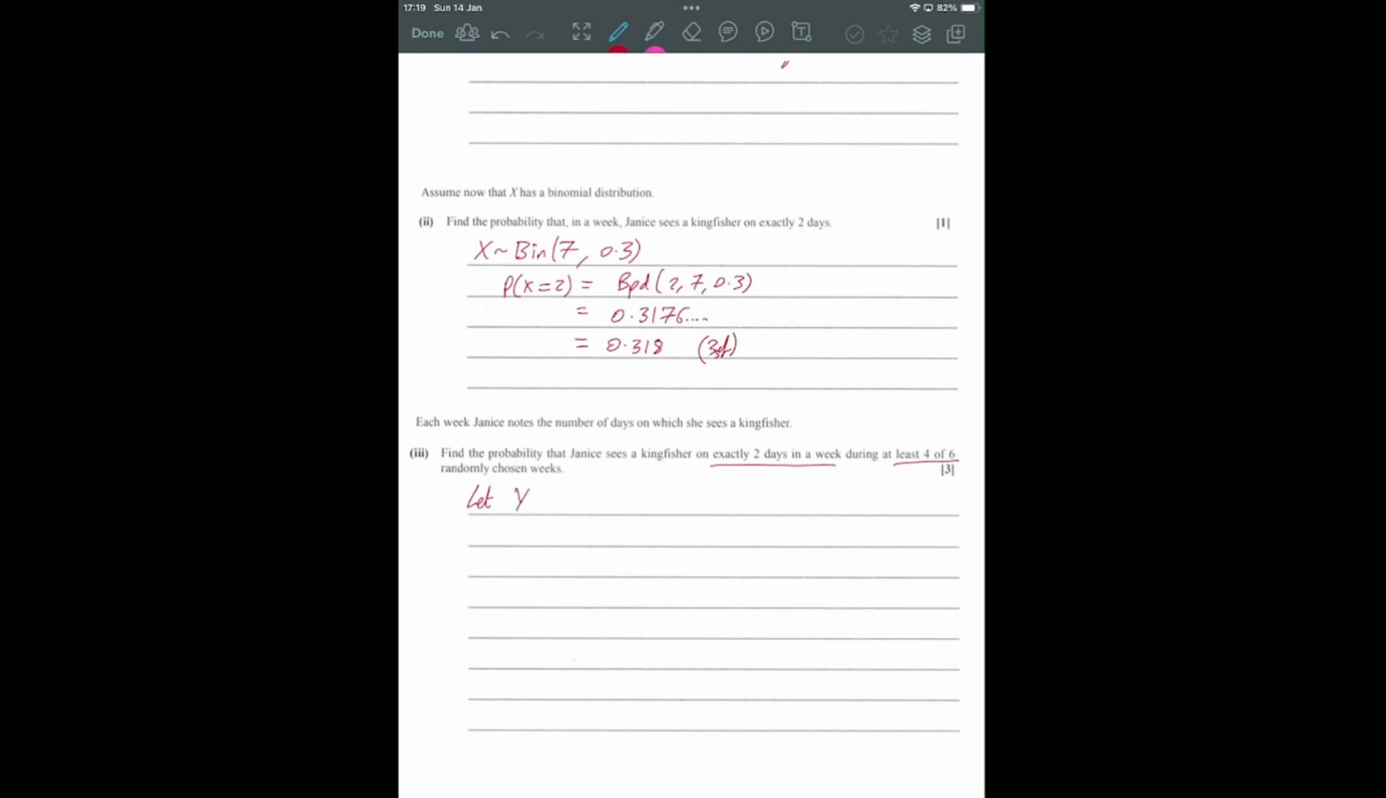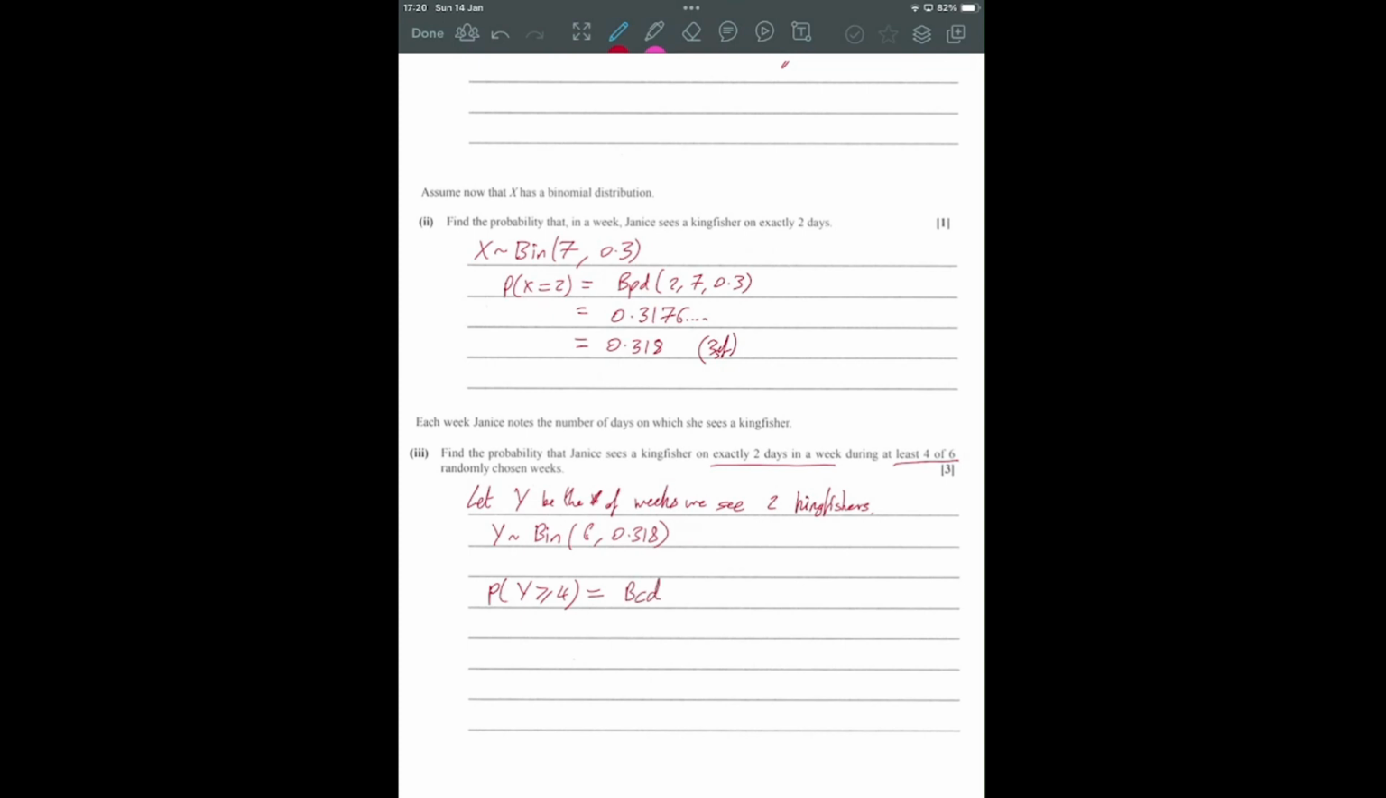So let's introduce a new variable. Let y be the number of weeks we see 2 kingfishers. So now y is going to be binomially distributed. Again, we're assuming independence here. We're doing this for 6 weeks, and the probability of success in this case, seeing 2 kingfishers, is 0.318. So we want to find the probability that y is at least 4 out of 6.